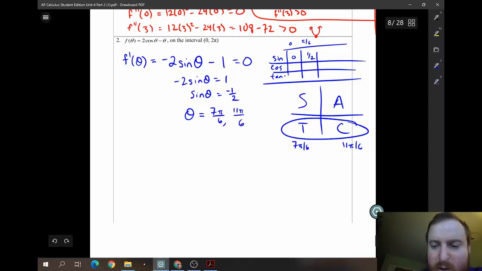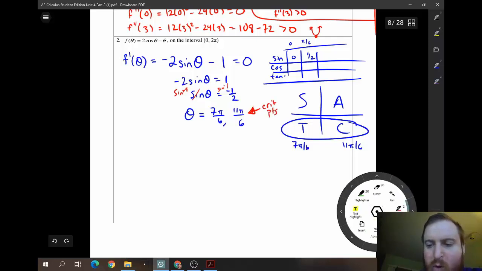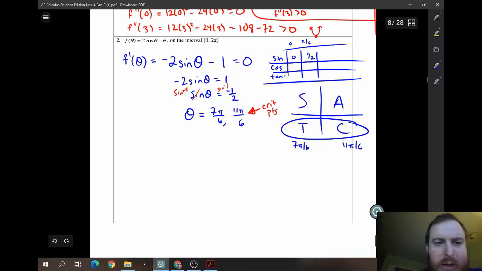If you want to write out any more math, what you could also write out is we did the inverse sine of both sides. Okay. So these are our critical points. Now again, we could do a number line analysis. That's something that we're allowed to do. Or we could do the second derivative test.